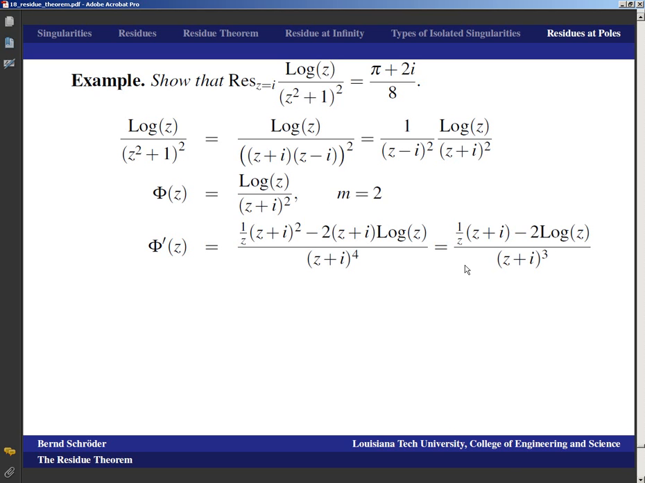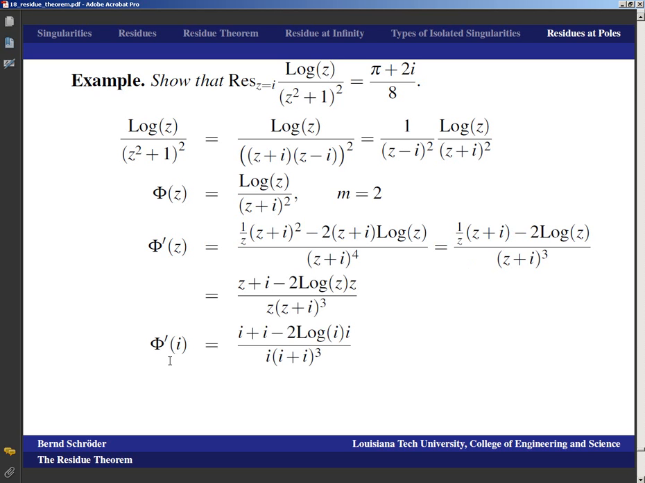And I think now I just push the 1 over z into the denominator, right? So if we multiply numerator and denominator by z, we get z plus i minus 2 log z, divided by z times z plus i cubed. Phi prime at i would be i plus i minus 2 log i times i, divided by i times i plus i cubed. That gives us 2i minus 2, and remember i is e to the i pi over 2, so the log of i is i pi over 2 times the i from the z in the back, and then here i times 2i cubed, that's all we have.